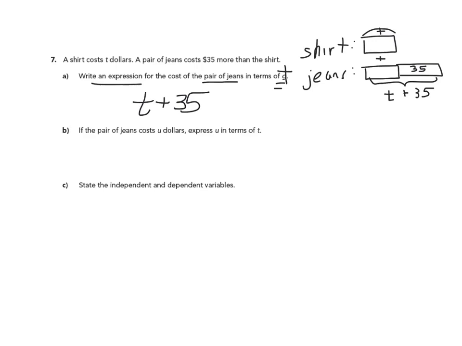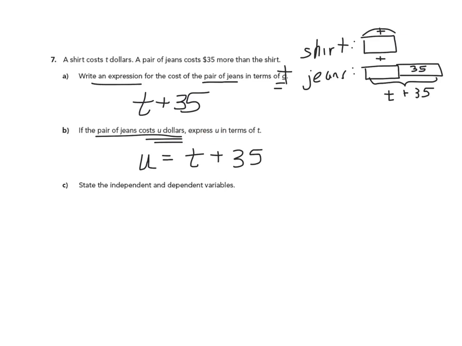But then they go on to say that the cost of the jeans is actually U dollars. We just said the cost of the jeans was T plus 35. But if I want to know just the cost of the jeans and call it U, I know that it's the cost of the shirt plus 35. So to find the cost of the jeans, I need to know the cost of the shirt and add 35 to it.